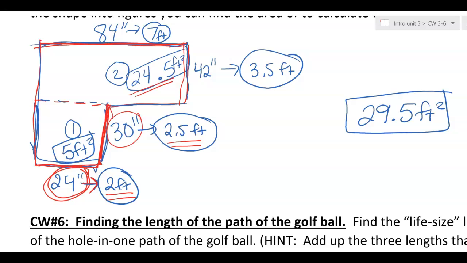ball travels. So I'm going to ask you guys, when you build your golf hole for us to play, that you outline the theoretical hole-in-one path. So when people come look at it, they say, oh, that's how I can get a hole-in-one. They can try it or not try it, up to them. So you're going to have to know how much tape you're going to need to lay on the floor to outline the path of the mini golf ball.